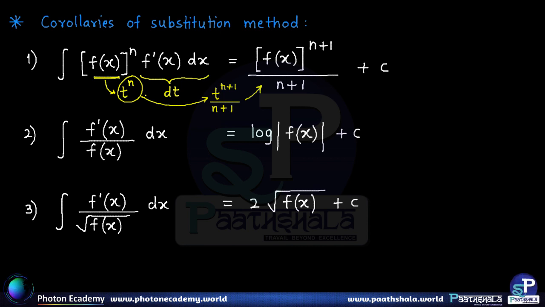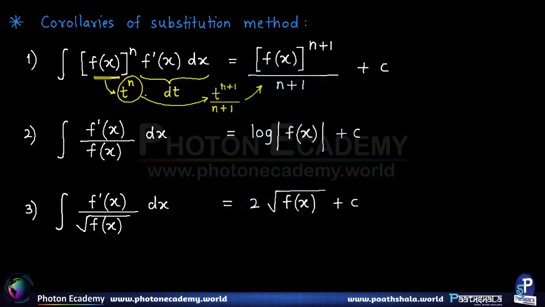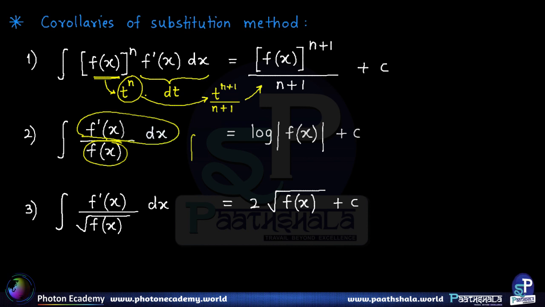Similarly in the second one we have f dash of x upon f of x to be integrated, and the answer is log of mod of f of x. Once again, if you replace f of x with t, then f dash of x dx becomes dt. So what we want to really integrate is 1 upon t with respect to t, and the integral of 1 upon t, as we know, is log of t. So on replacing back we get log of f of x.